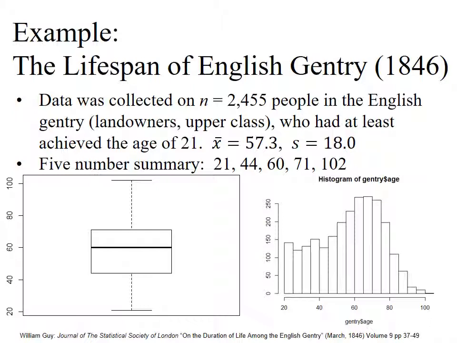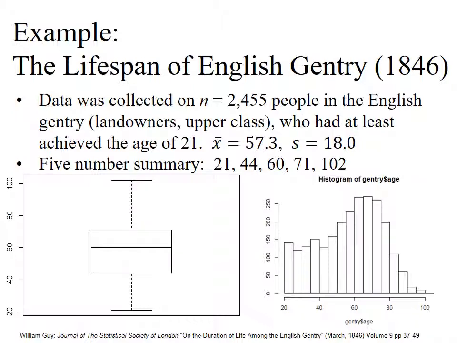And you'll notice this is not a normal distribution. It cuts off at 21 because that's where he cut things off. We've got kind of a peak somewhere around the low 60s there, and then it tails off pretty quickly after that. A few people lived in their 80s, 90s, and then you've got that 102-year-old in there.